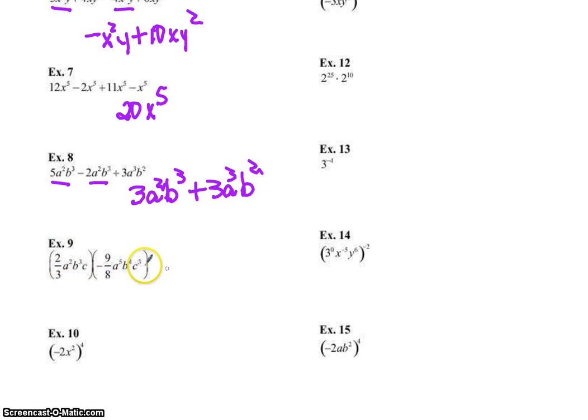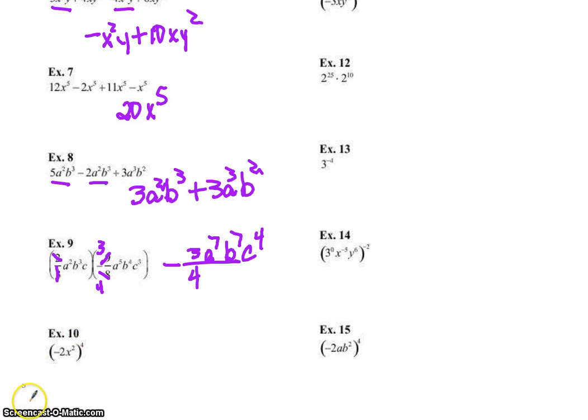2/3 times -9/8, it's going to be negative. Your 2 and your 8 cancel and leave you 4 on the bottom. 3 and your 9 cancel and leave you a 3 on the bottom. So it's -3/4, and then add your exponents, so a to the 7th, b to the 7th, c to the 4th.